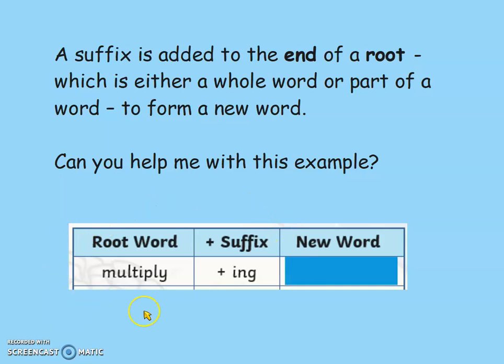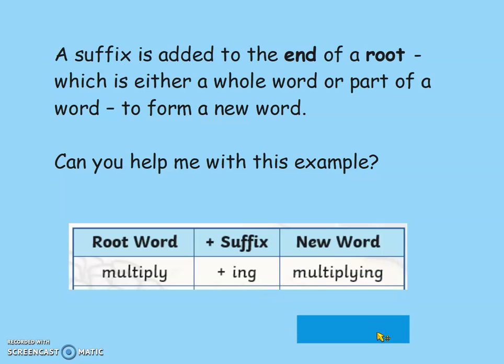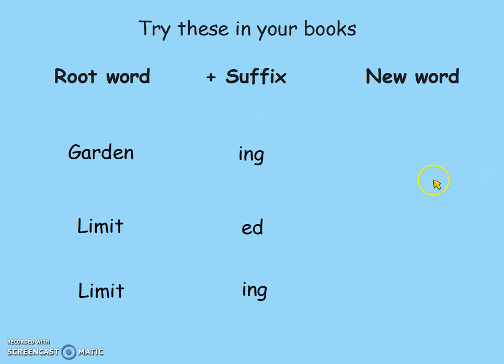Can you help me with this example? So our root word is multiply. We're going to add the suffix ing. Together we've got multiplying. Well done if you said that. In your books, I would like you to have a try at these. So we've got some root words. You're going to add your suffix on the end, and you're going to create 3 new words. You can look at the screen and copy the spelling to help you. Press pause while you do this, and then press play when you're ready to carry on with the lesson.